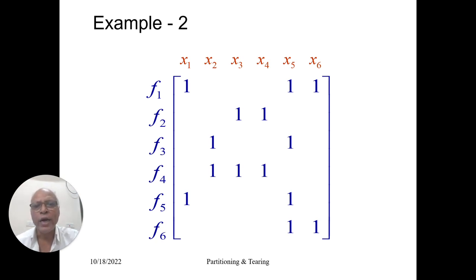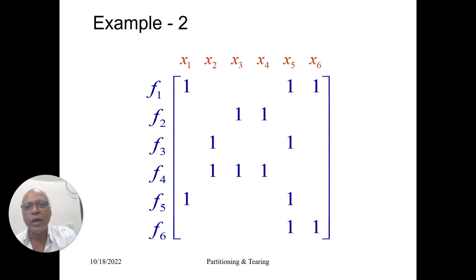You try to identify the number of incidences column-wise. So for example, the number of incidences for x1 is 2, x2 also 2, x3 2, x4 2, x5 4, x6 2. So identify the minimum number of incidences in the column. If there are several such minimums, you can choose any one arbitrarily. So let me start with x1.